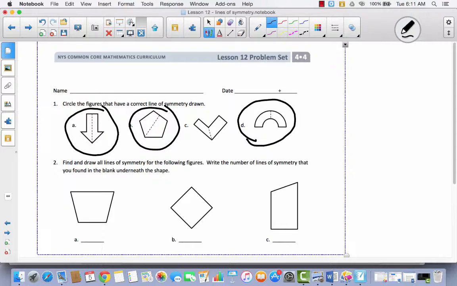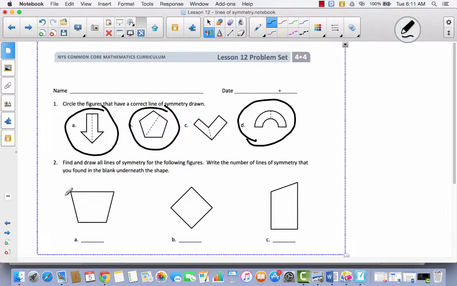Now, number 2 says, find and draw all lines of symmetry for the following figures. Write the number of lines of symmetry that you found in the blank underneath the shape. So why don't you go ahead and just try to draw all the lines of symmetry and then come back and check with me. Again, if you get it wrong, it's okay. You can just erase it and fix it.